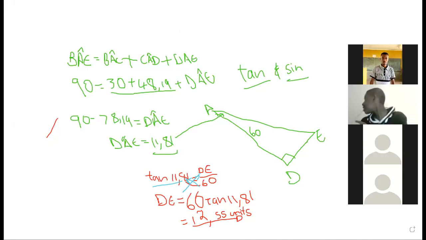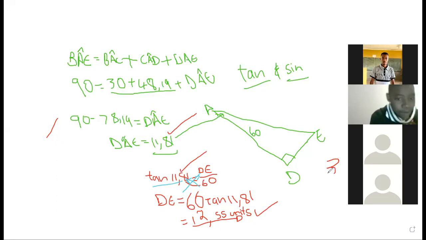So it's 3 marks. This is how they align your marks. They're going to give you a mark for calculating DAE. You're going to get a mark for using tangent. And then you get the final mark for the final answer. So this is 3 marks.